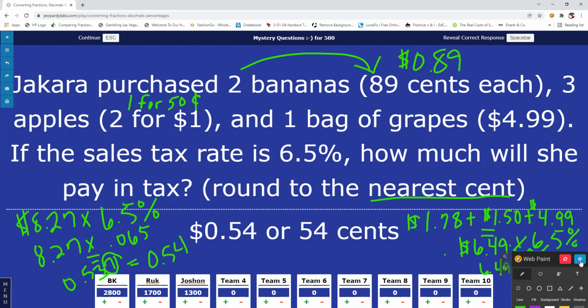Now, one mistake that people make on this question is they confuse what the question is asking. 54 cents is what we pay in tax. Another way you can see this question, it may ask you what's your total including tax. So you want to make sure you understand the difference. All right. And the person who got that one correct was Brooke.